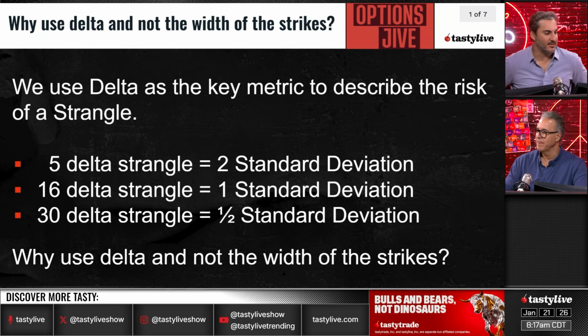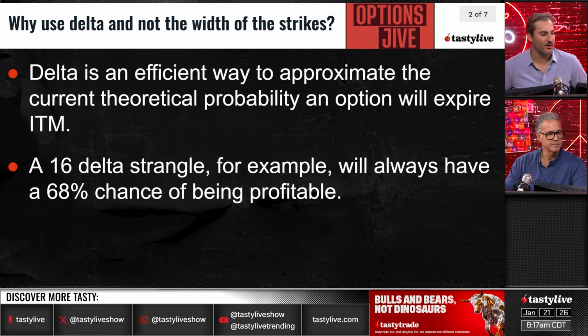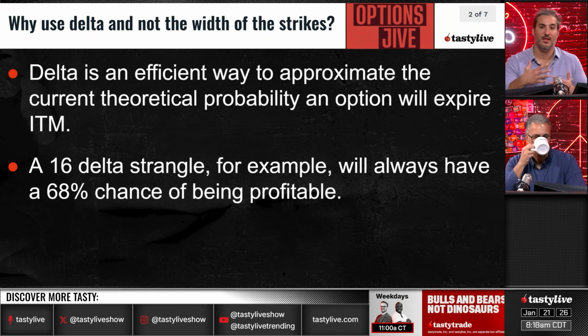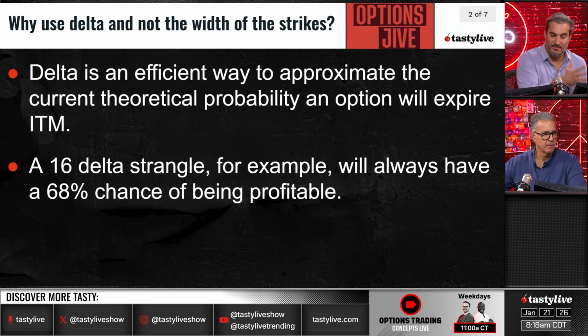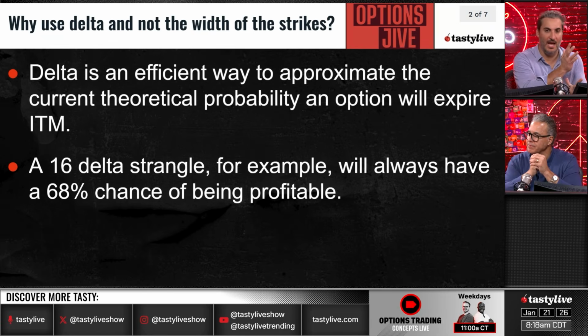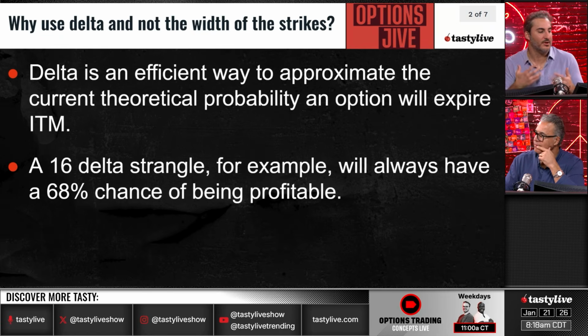On the next slide, delta is an efficient way to approximate the current theoretical probability that an option will expire in the money. When you sell a 10 delta option, it has about a 10% probability of being in the money at expiration. There's a buffer there in terms of loss. Being in the money doesn't necessarily mean loss; it means that option is going to be at least a penny in the money. And so there is still a variable.